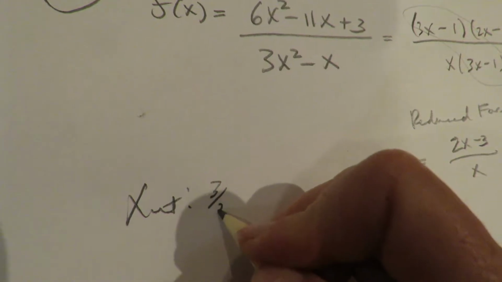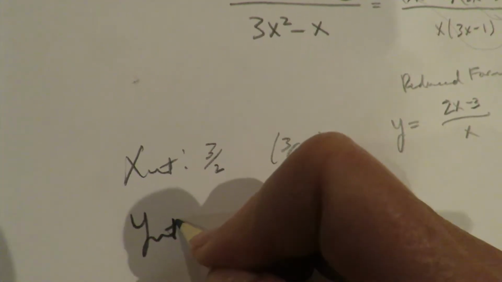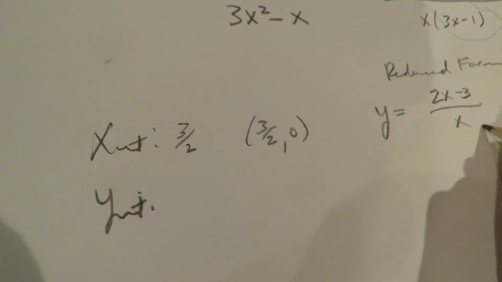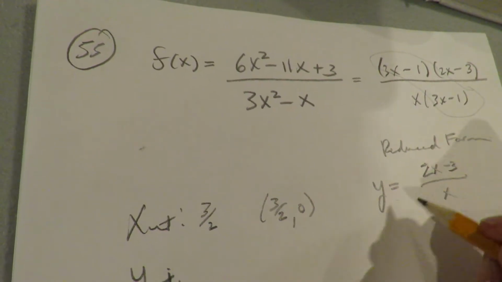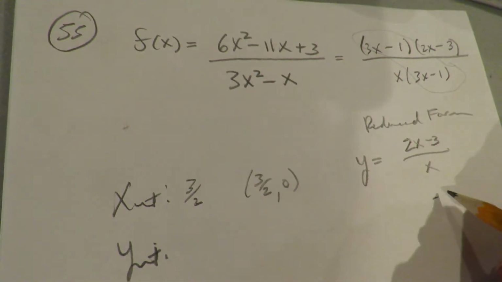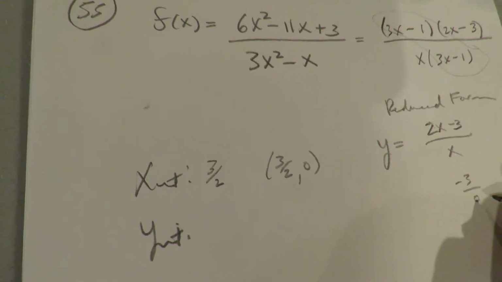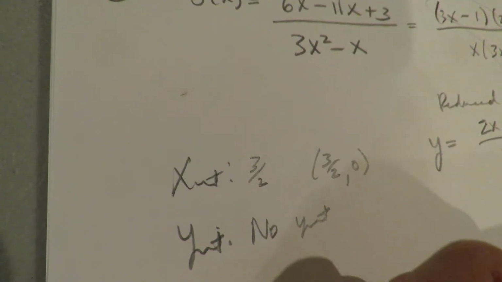So the x-intercept is 3 over 2, so it's 3 over 2, 0. Sorry, the y-intercept, I didn't say that right. The y-intercept, you'd have negative 3 over 0, because the x would go to 0. So that's undefined, which means that there's no y-intercept.